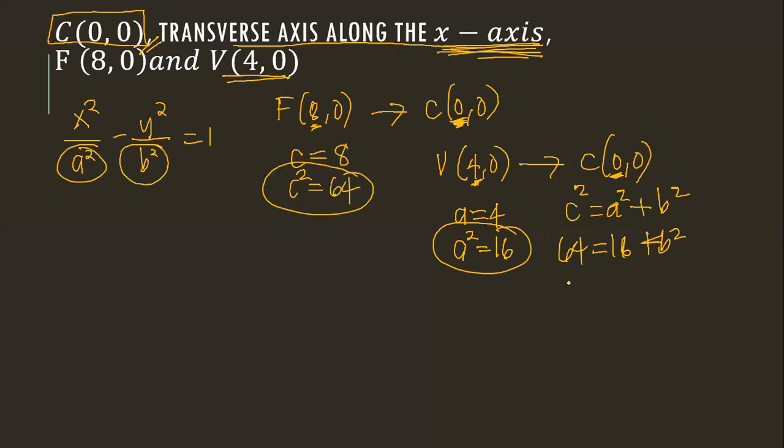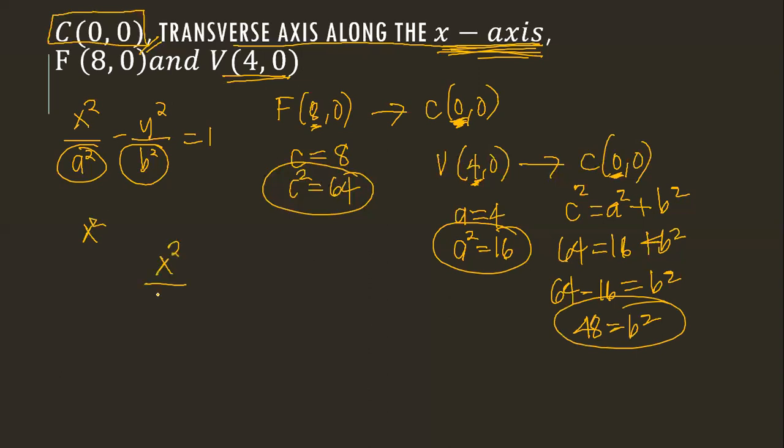So we have 64 minus 16 is equal to b squared. 64 minus 16, that is 48. So that is 48 equals b squared. So we have now the b squared. Just substitute. So we have x squared over our a squared, which is 16, minus y squared over our b squared, which is 48, equals 1. So this is our equation in the standard form.